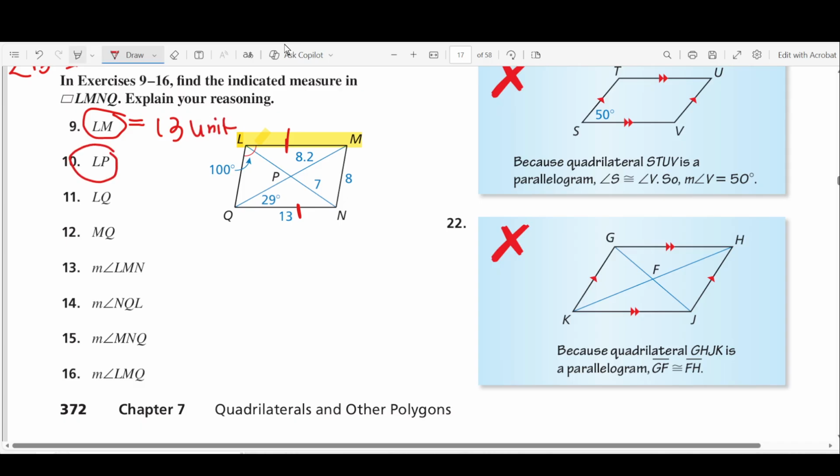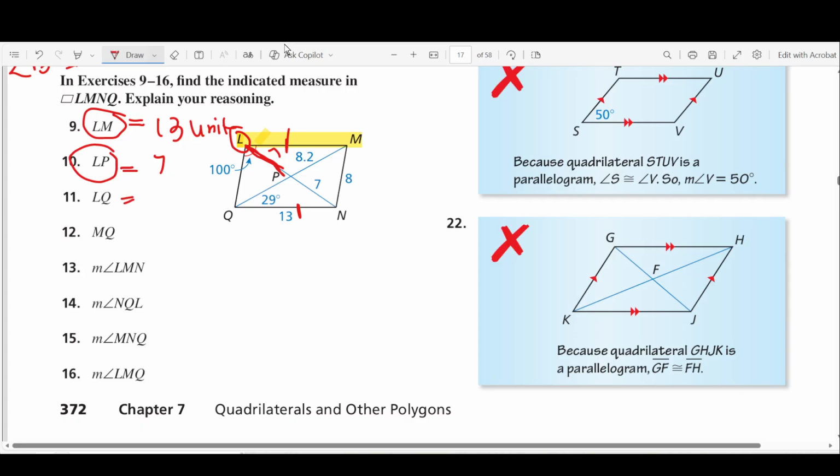LP. Where is LP? Check it. LP is from L to P, this length. So we learned that this is 7, this is 7, because diagonals bisect each other in a parallelogram. So if this is 7, this is 7, right? They are equally divided.